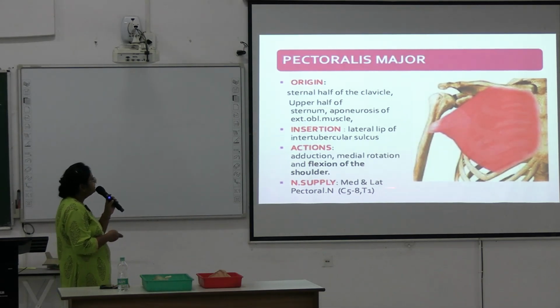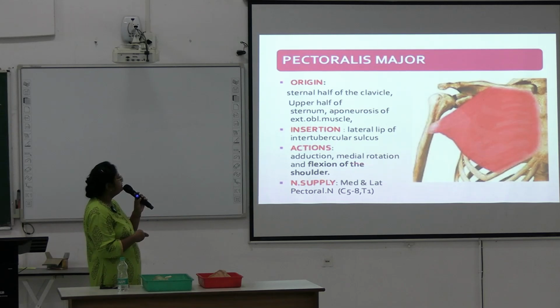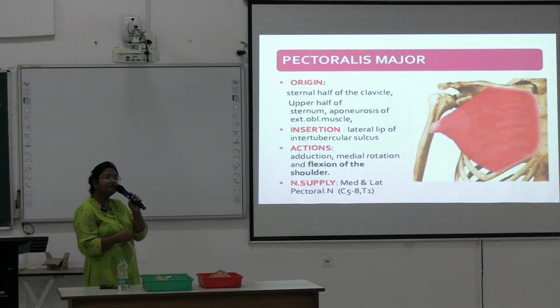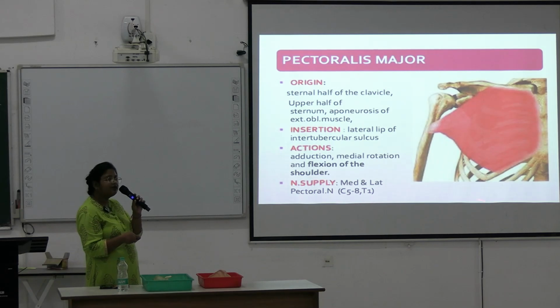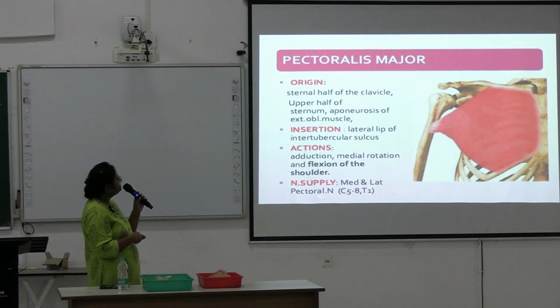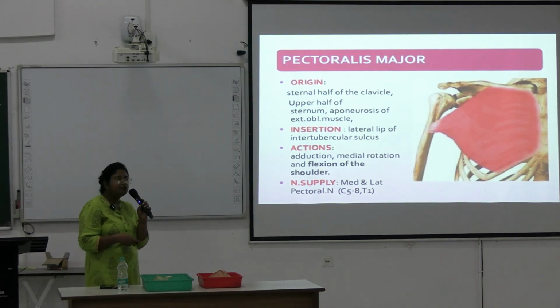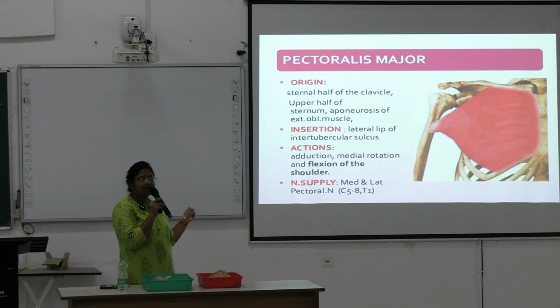Next is action. It helps in adduction, medial rotation and flexion of the shoulder joint. And nerve supply is medial and lateral pectoral nerve. These are the root value, C5 to C8 and T1. Root values you will learn during your brachial plexus.